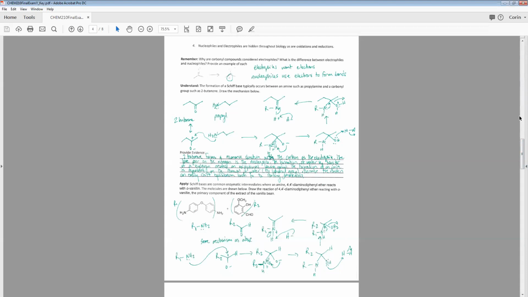So these are Schiff bases, or common enzymatic intermediates, where an amine, such as 4,4-diaminophenyl ether, reacts with o-vanillin. Molecules are drawn below. Draw the reaction of 4,4-diaminophenyl ether reacting with o-vanillin, primary component of the extract of vanilla bean. So here, my recommendation is you simplify your structures to make life a little bit easier for you.